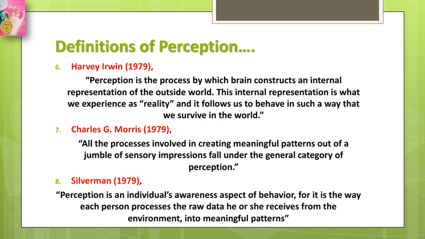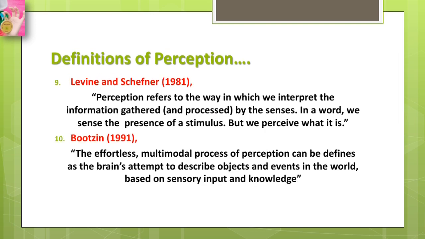Then Silverman in 1979: perception is an individual's awareness aspect of behavior, the way each person processes the raw data he or she receives from the environment into meaningful patterns. Then, according to Levine and Shefner in 1981, perception refers to the way in which we interpret the information gathered and processed by the senses. In a word, we sense the presence of a stimulus, but we perceive what it is.